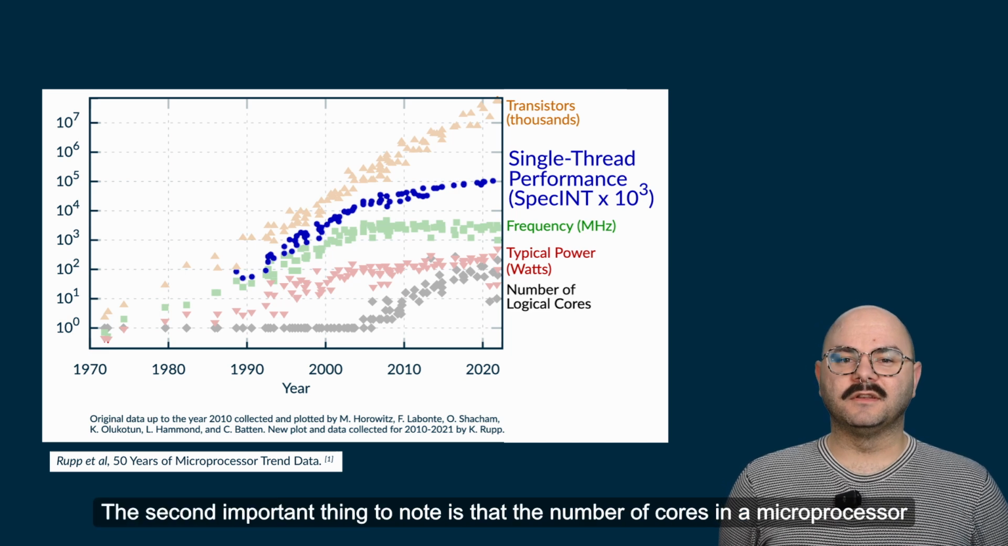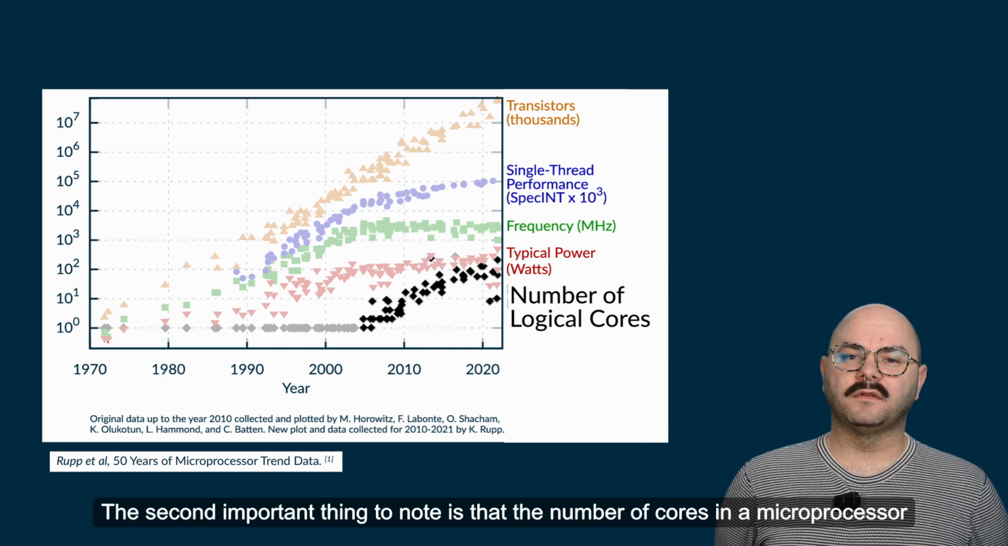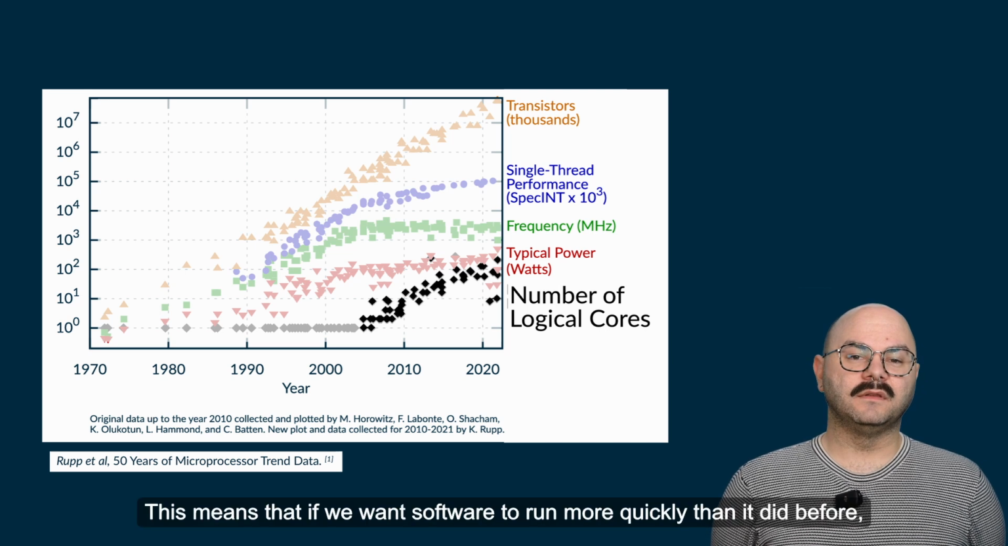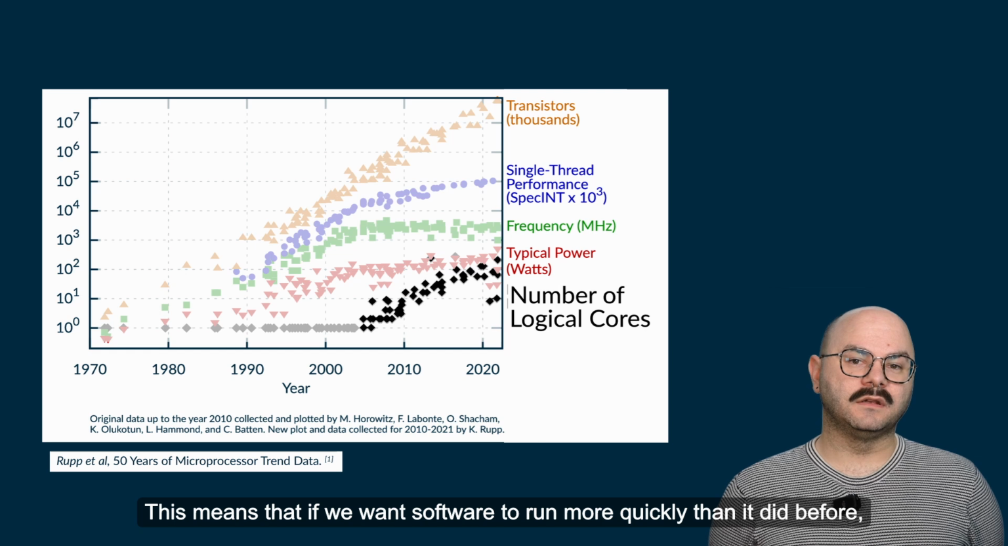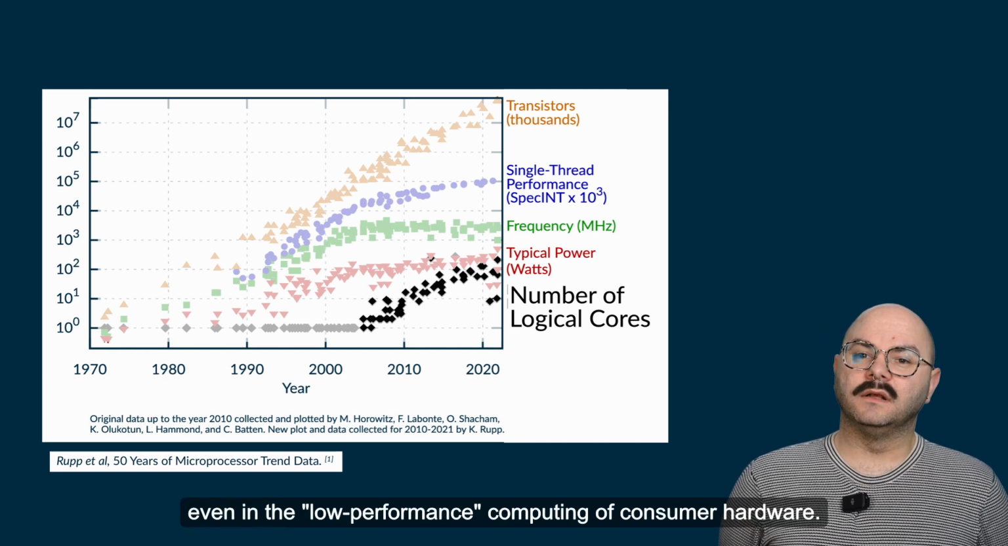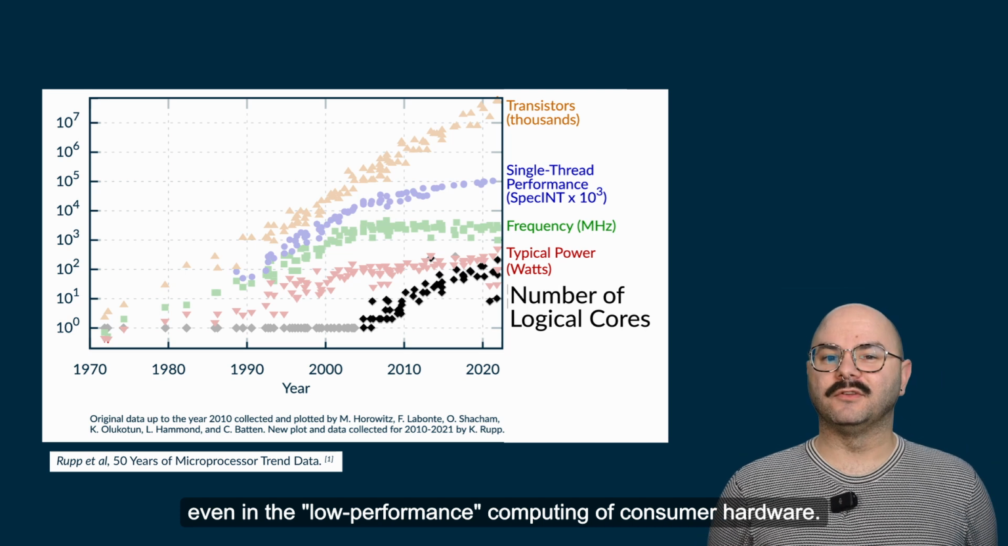The second important thing to note is that the number of cores in a microprocessor has been increasing steadily for the last 20 years. This means that if we want software to run more quickly than it did before, we need to learn to exploit parallel computing, even in the low-performance computing of consumer hardware.